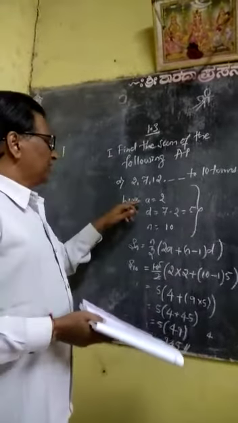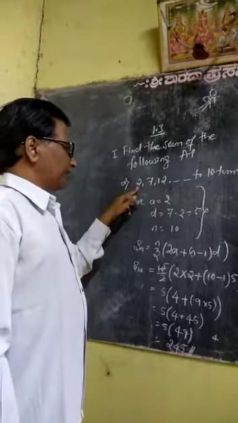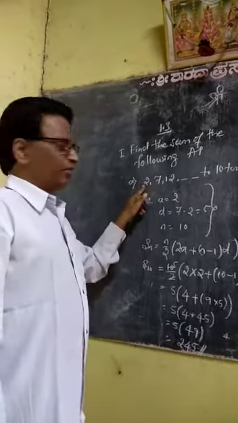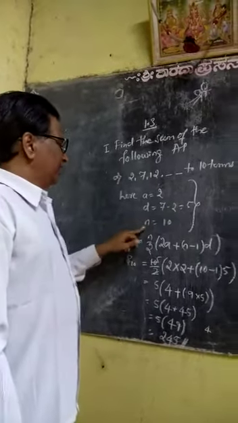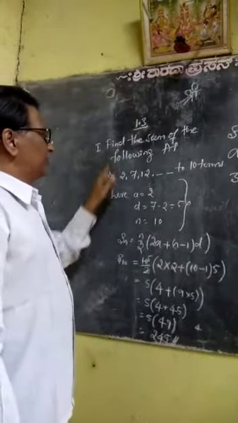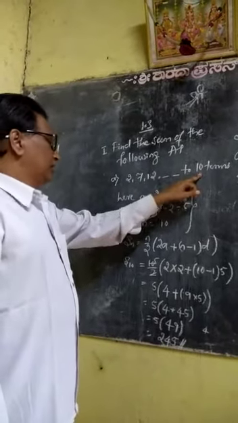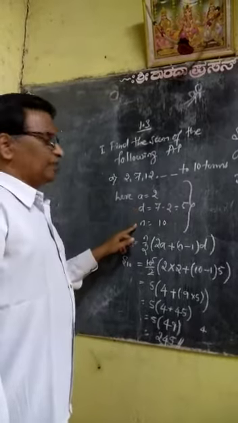So for the sum of 2, 7, 12, and so on up to the 10 terms, here A is equal to 2. Here the first term is always A. Common difference is A2 minus A1, so 7 minus 2 becomes here 5. And n is here 10 because in the question they told up to 10 terms. So A is equal to 2, d is equal to 5, n is equal to 10.